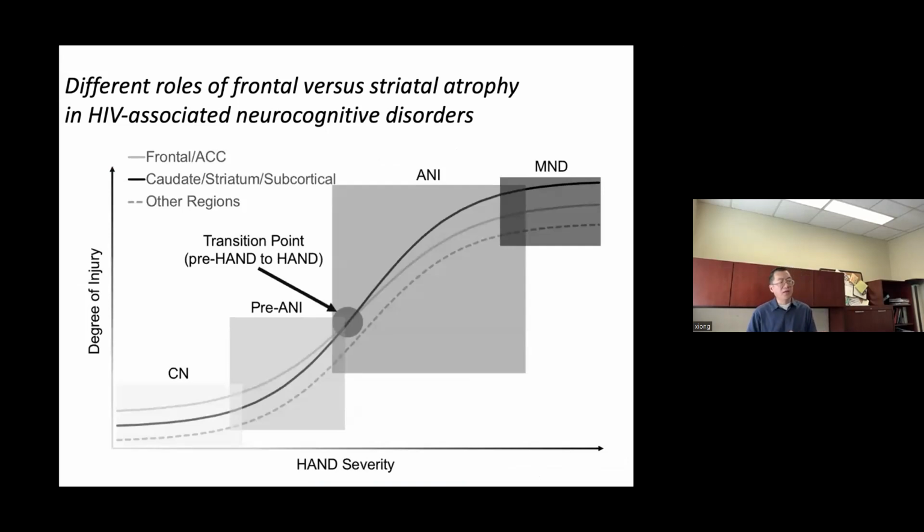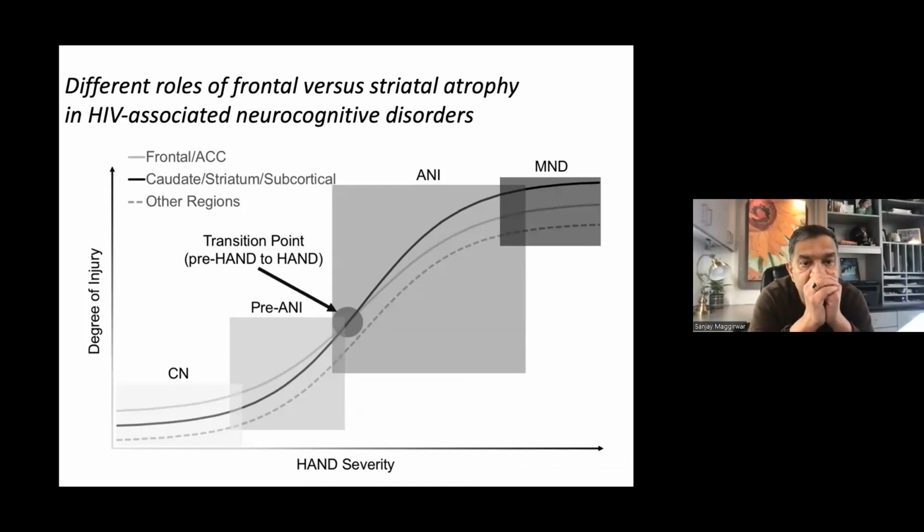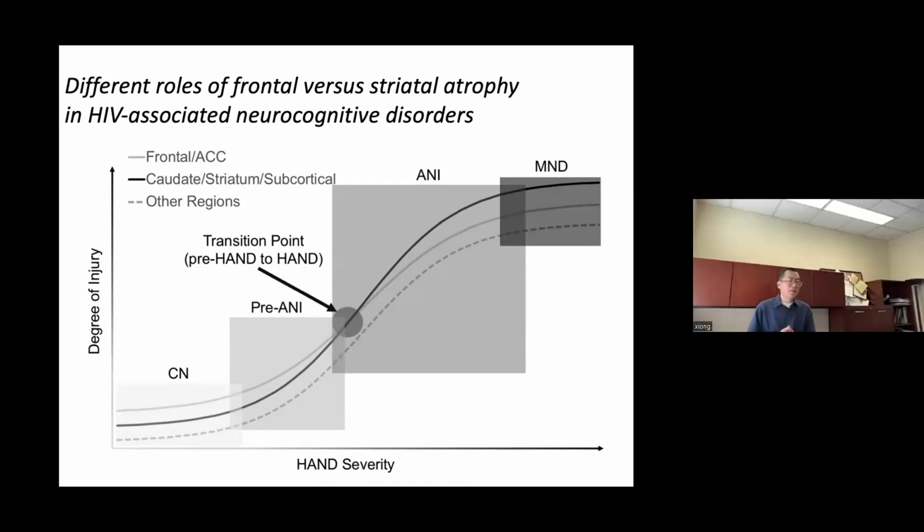So based on this data and based on animal studies across the board, we came up with a very simplified neural model of HAND. All right. So this is the neural model of HAND we proposed. I want to make it clear, it's very simplified.